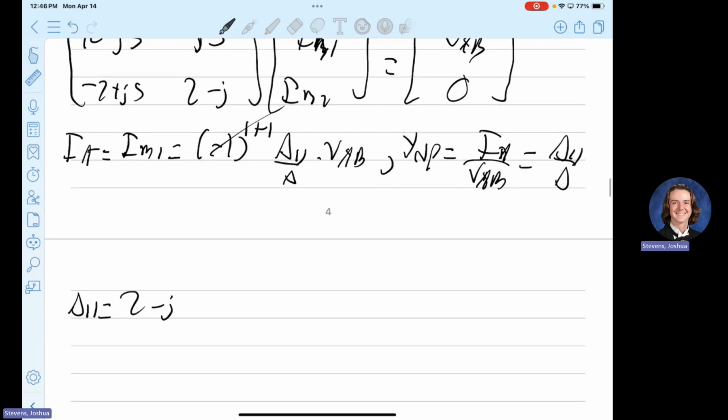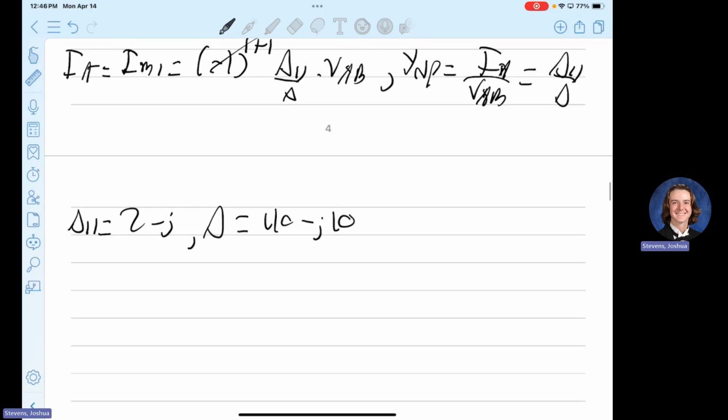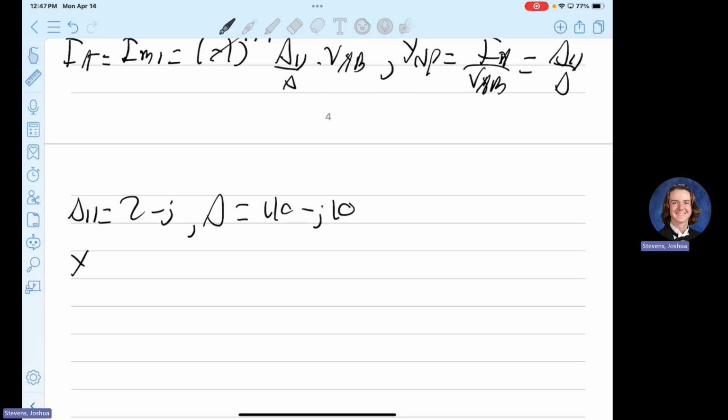2 minus 1. Delta in this case, you can do it by hand, you can put it in the calculator, I don't care what you do. But it comes out to 40 minus j10. Just giving you that. You can check it later if you like. So YDP then becomes 2 minus j over 40 minus j10.